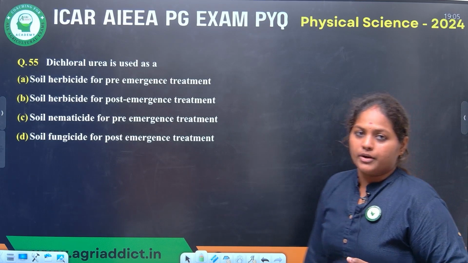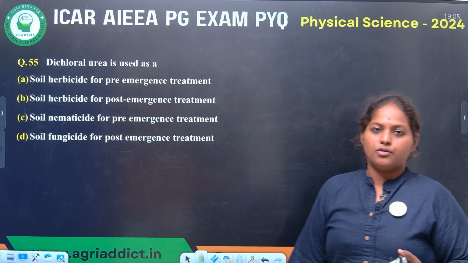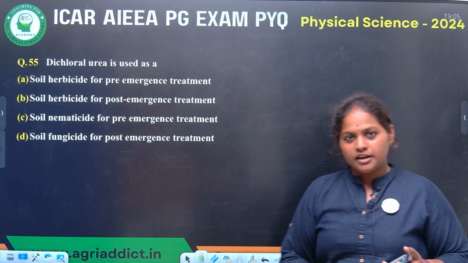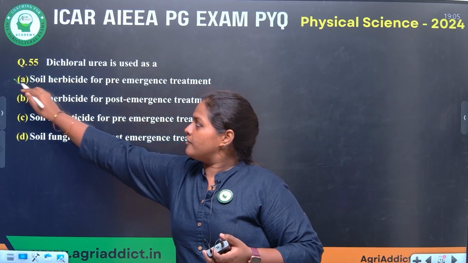Question number 55. Dichloralurea. Again a question from AG Chem, Agriculture Chemicals. Dichloralurea is a herbicide which is applied as a pre-emergence treatment.